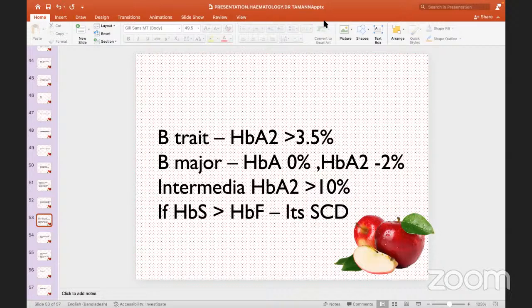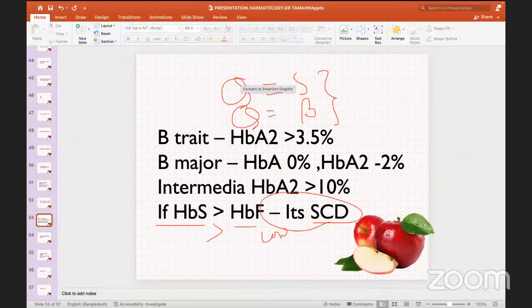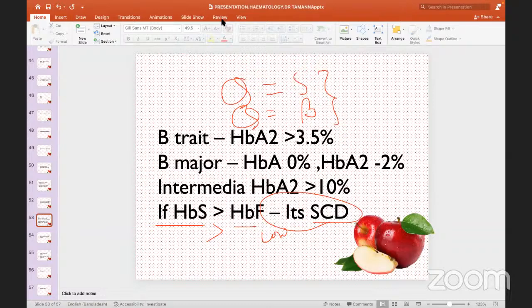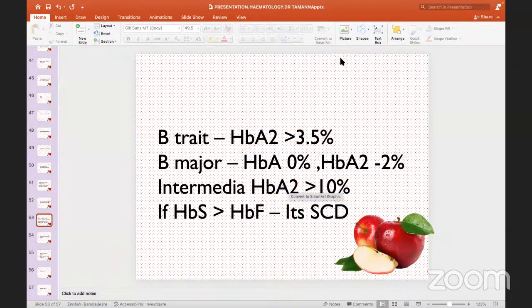So remember, if quality and quantity combine, quality is, suppose, sickle, and quantity is, suppose, beta. So sickle beta thalassemia is a very rare disease, but very dangerous. Okay? If hemoglobin S is more and hemoglobin F is low, it is called hemoglobin sickle cell disease. They are a mix up of qualitative and quantitative. Normal adult hemoglobin A2 is less than 2%. Normal adult hemoglobin A is 98%, and hemoglobin A2 is less than 2%. And hemoglobin F is 0% normally. So remember, there may be a quality and quantity mix up.